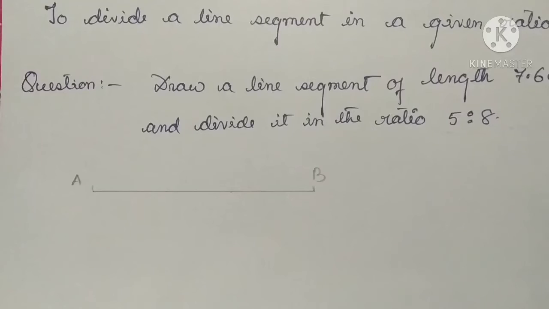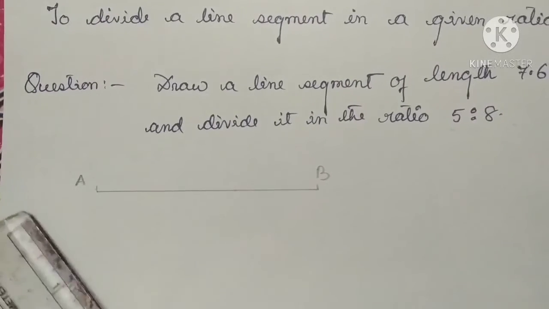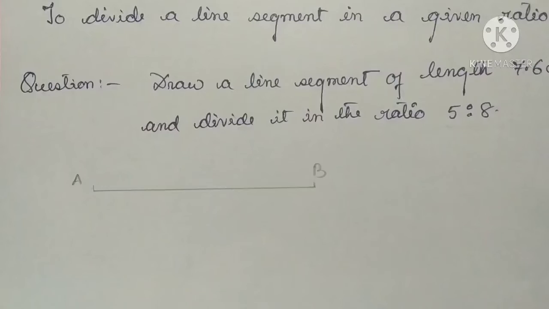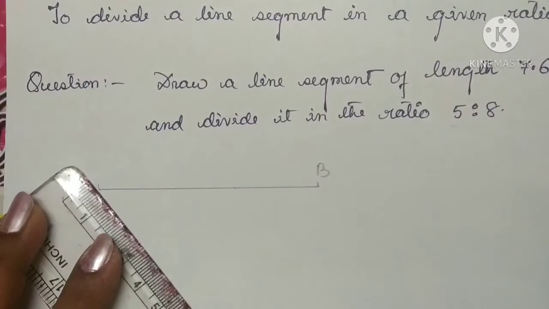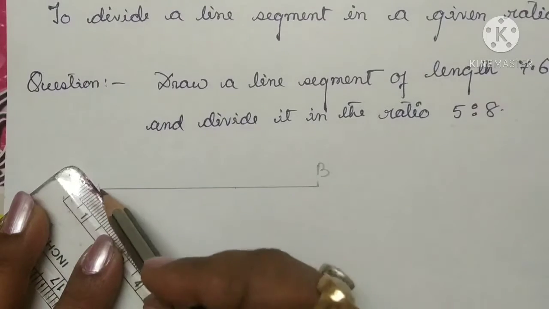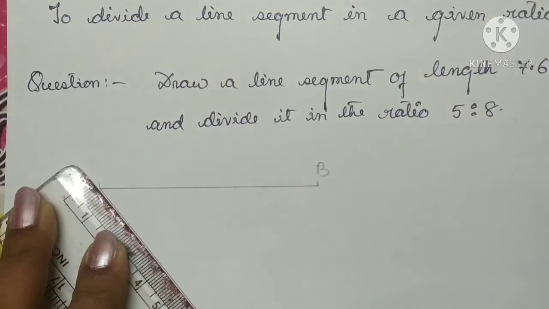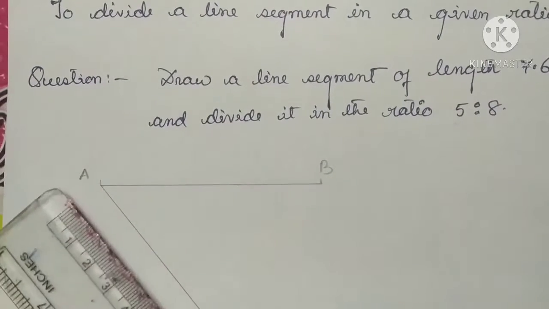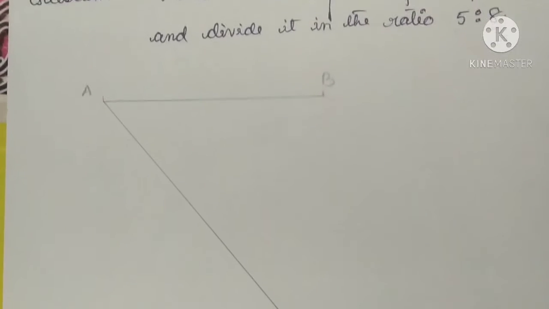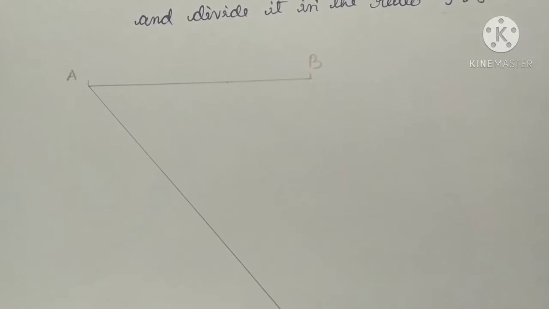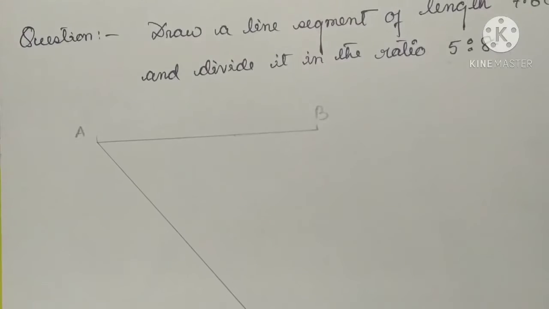So the process is, now what we have to do is, we have to draw a ray from A, making an acute angle with B. Okay, so from A, I am drawing a ray. This ray has to be a bigger one because it has to be divided into 13 parts. That's why it has to be a longer one. I am giving this the name AX. Okay, see, this is the ray. I have ended it like this, AX.